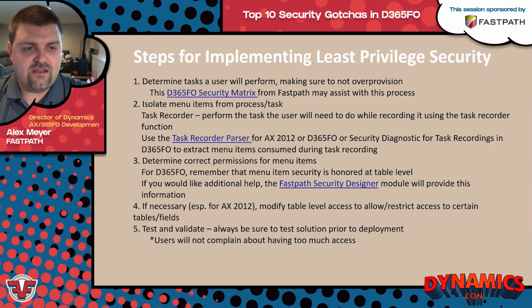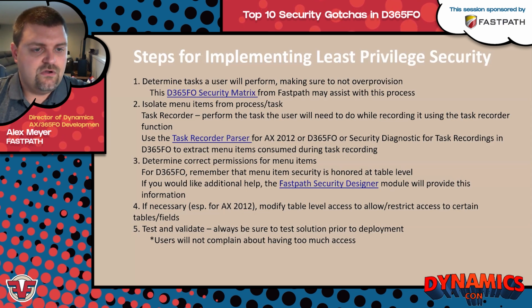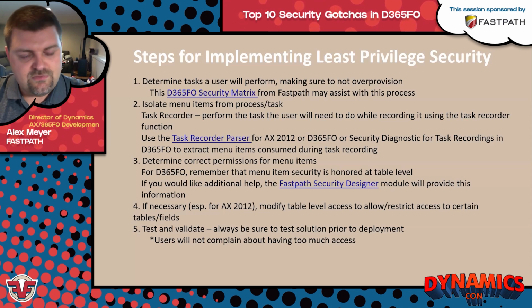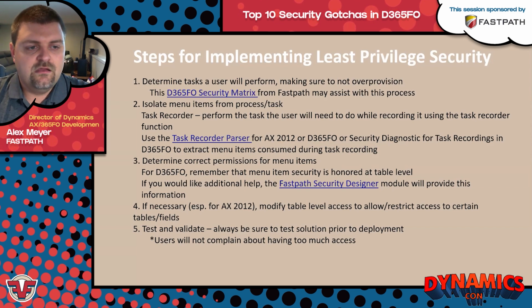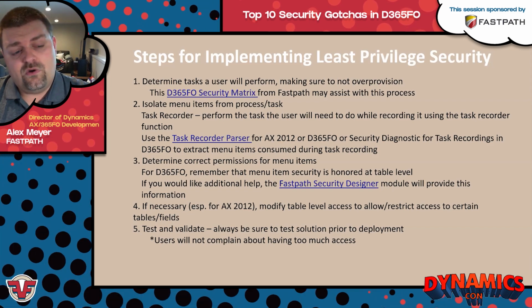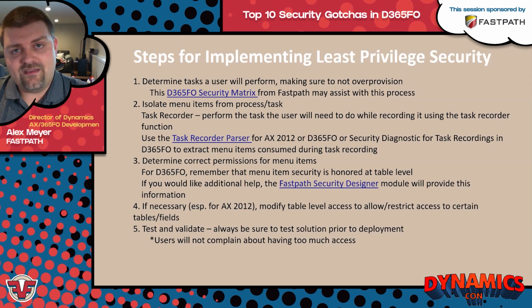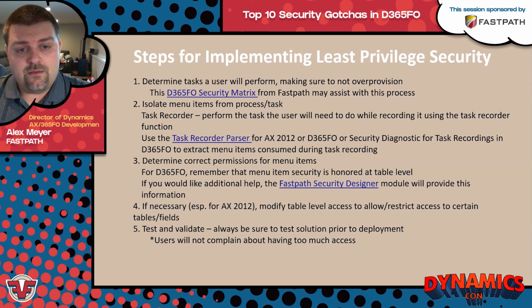And the reason for that is because your menu items are driving your table level access within F&O. And so if you can identify which menu items are actually being used, that drives the rest of your security. There are a couple different ways to go about doing this. The easiest one is to use the task recorder functionality, which is native to F&O, and allows you to record a user performing a task in the user interface and capture what that user does.